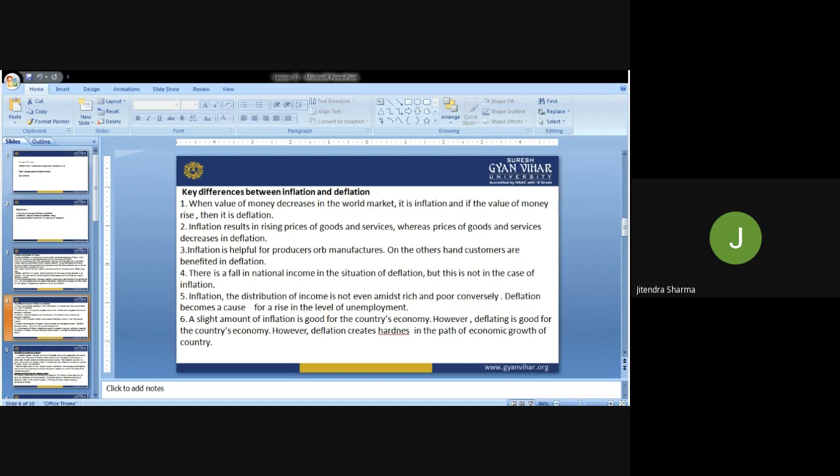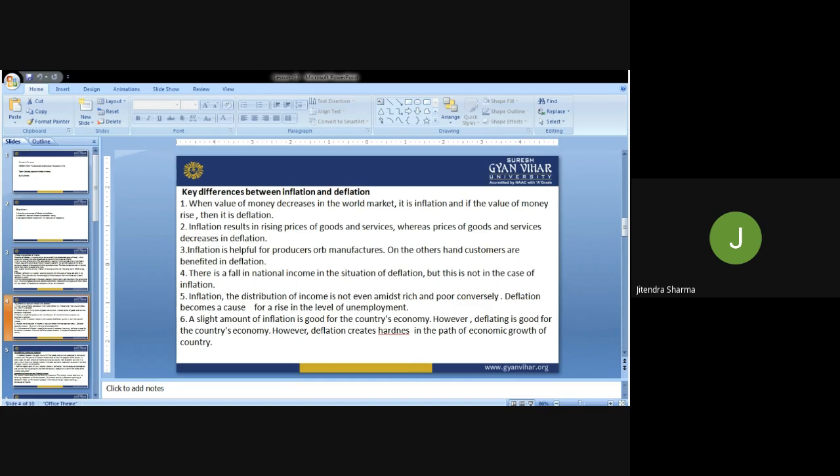Inflation results in rising prices of goods. Because of inflation, we know the prices of goods and commodities are increasing. You will find that there is a hike in the price of goods, commodities and services also. Whereas the prices of goods and services decrease in the case of deflation. So these are the two differences.